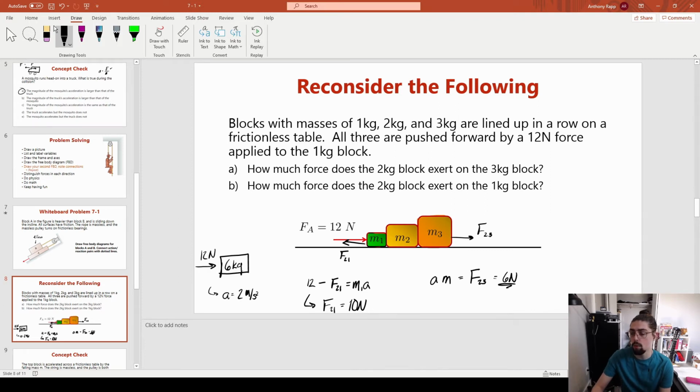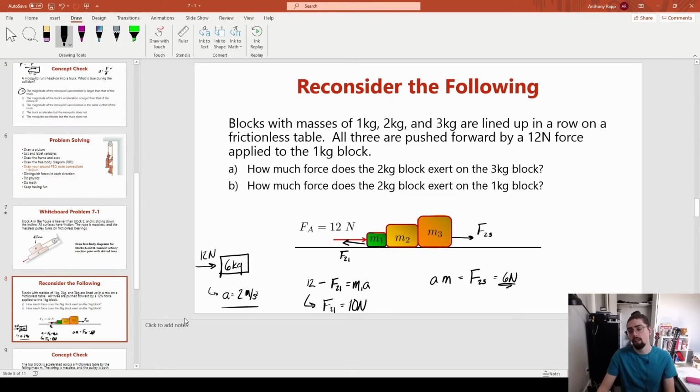With 6 newtons, I know what the acceleration should be. I pretended as if all 3 of these together were one big object, because I see this whole thing is moving. If I sum up everything, I would have 6 kilograms and 12 newtons acting on that, so I should get an acceleration of 2 meters per second squared. That is, every individual piece has the exact same acceleration of 2.